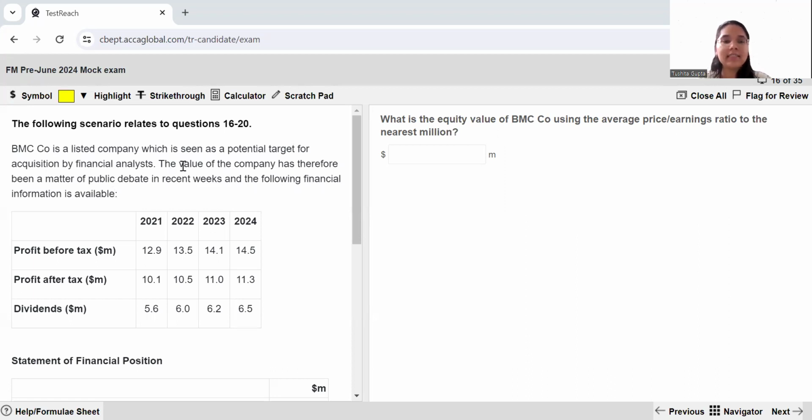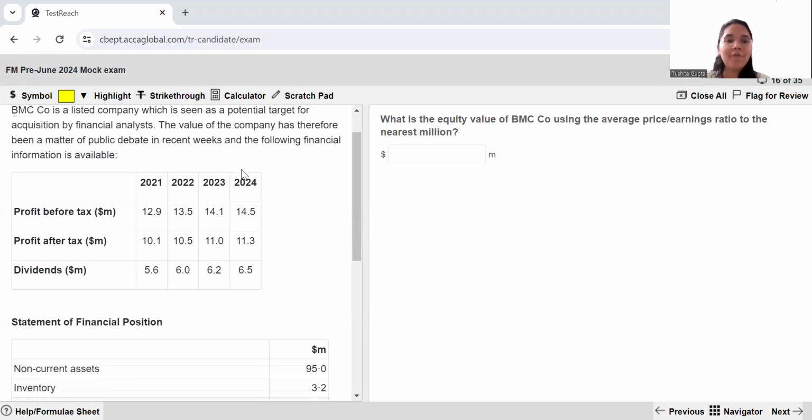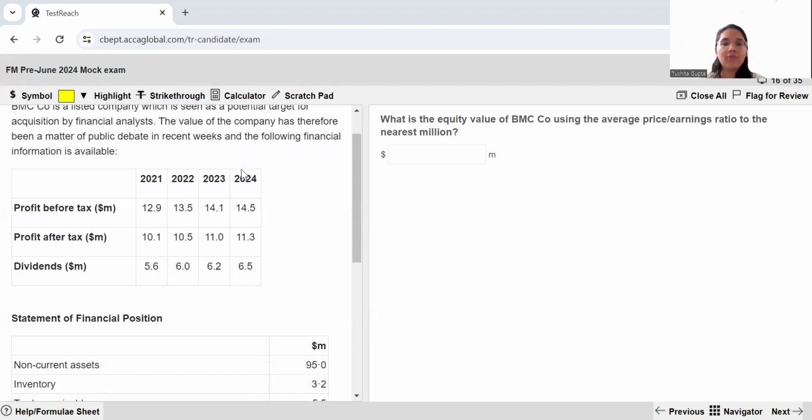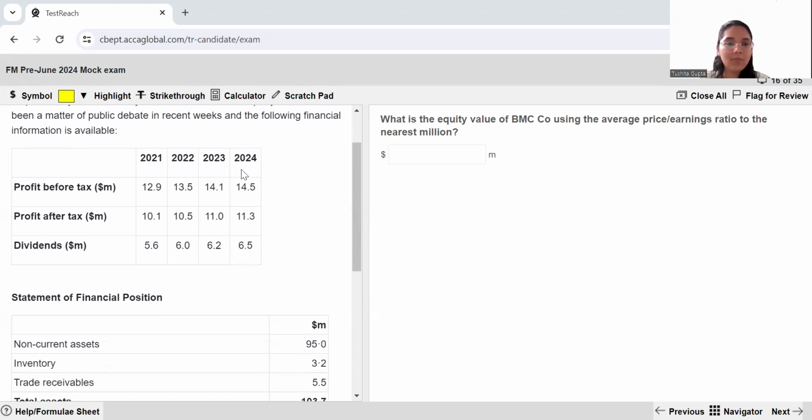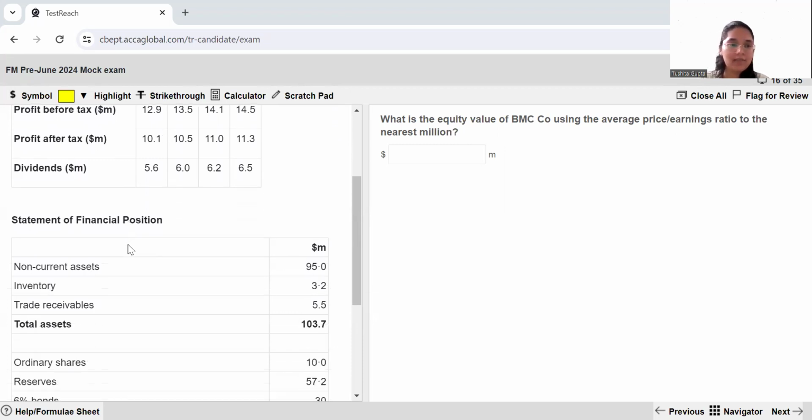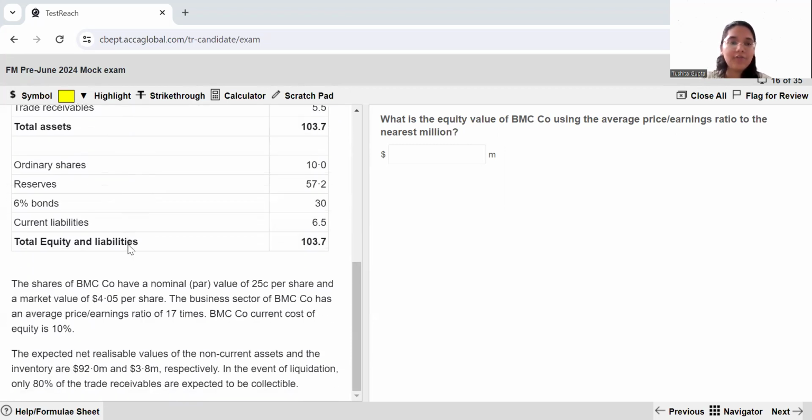BMC company is a listed company which is seen as a potential target for acquisition by financial analysts. The value of the company has therefore been a matter of public debate in recent weeks, and the following information is available. You have for 4 years the profit before tax, after tax, and the dividends. Then you have the statement of financial position. The shares of BMC company have a nominal or par value of 25 cents per share and a market value of $4.05 per share.